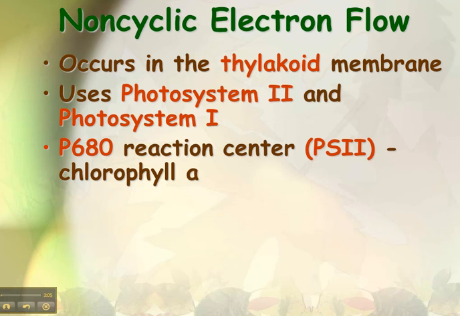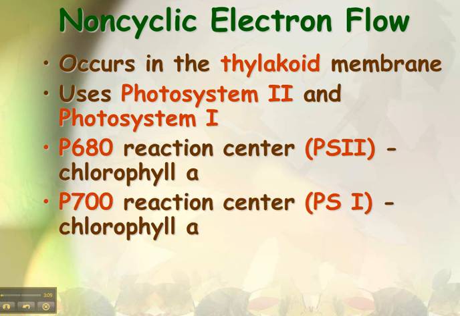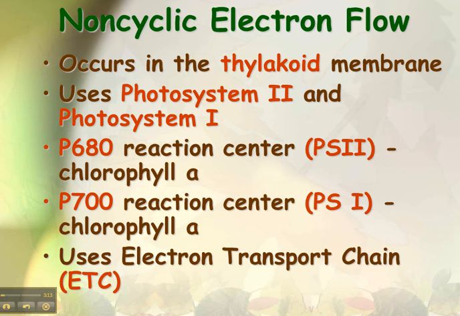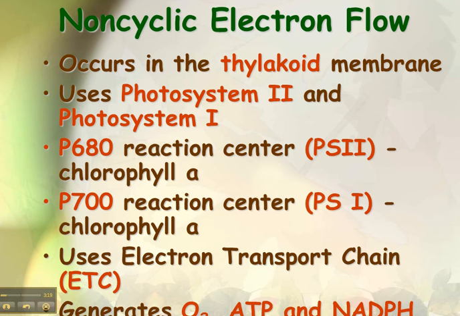We have a different reaction center, the P680, and still using the chlorophyll A, and the same one that we use in photosystem 1, also using electron transport chain. And it's going to be kind of hard to see this last one, but it's generating oxygen, ATP, and NADPH.